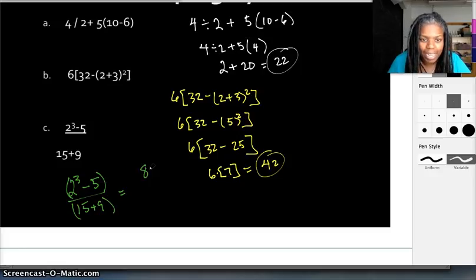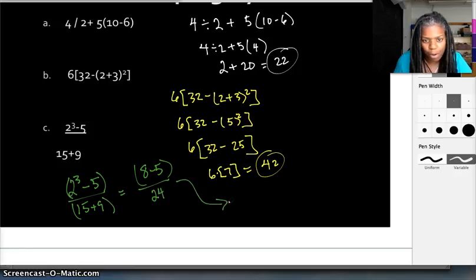So this becomes 8 minus 5. Why am I doing this? I need to do what's in the parentheses first. What's in the parentheses right here is exponents, which takes precedence. So I've got that, and at the same time, I can look at this denominator. 15 plus 9 is going to give me 24. So I can hold on to that.